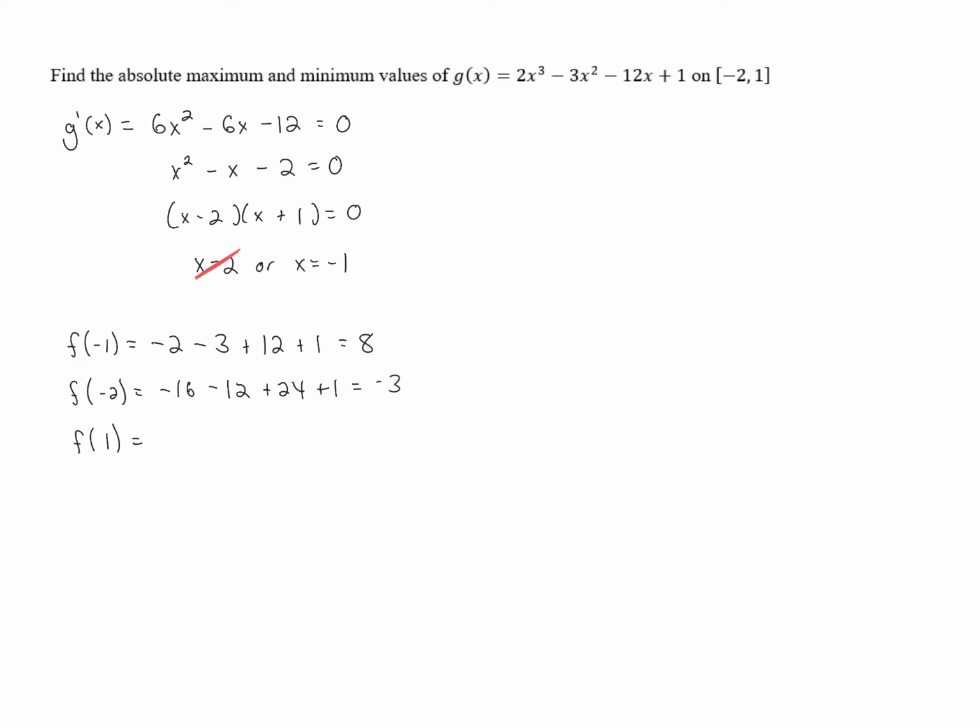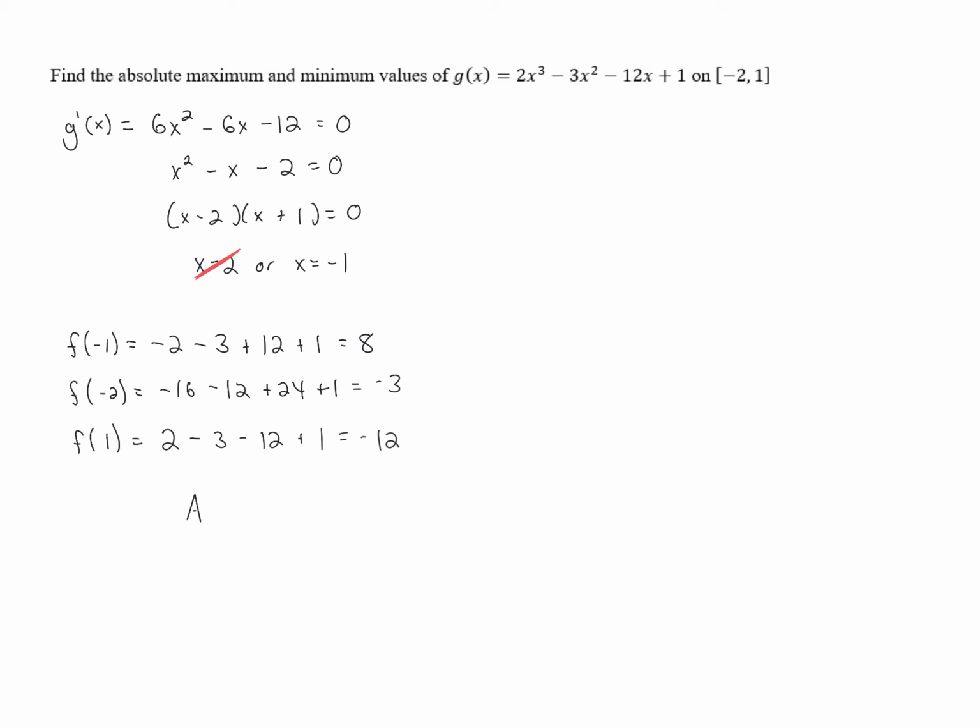And then lastly, we've got to plug in 1. If we plug in 1, all of those x's and x squareds and x cubeds are going to be 1. So we've just got the coefficients 2 minus 3 minus 12 plus 1. 2 minus 3 is -1. -1 plus 1 is 0, so those cancel, and we're just left with -12. And that is the smallest of the values, so that's our absolute minimum.